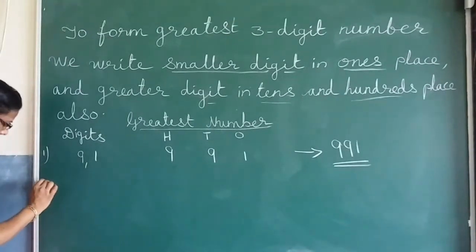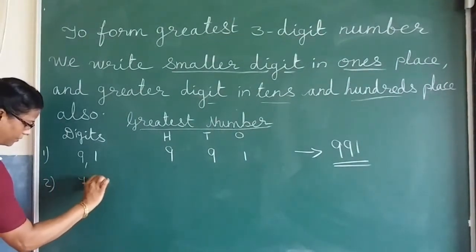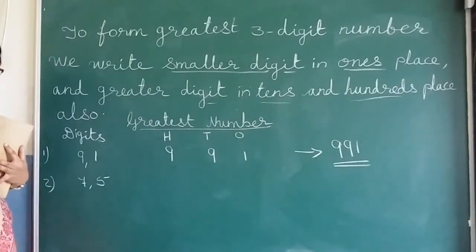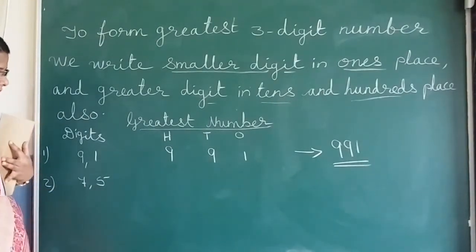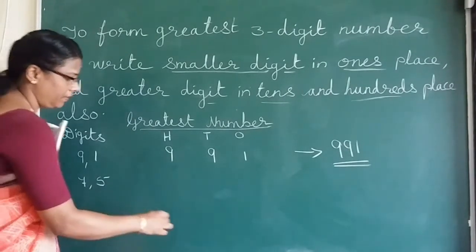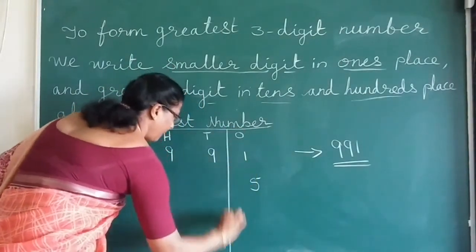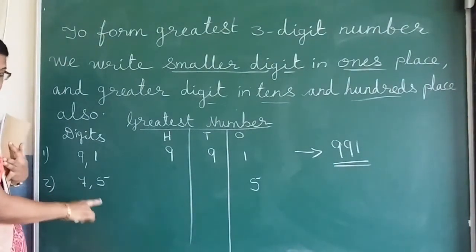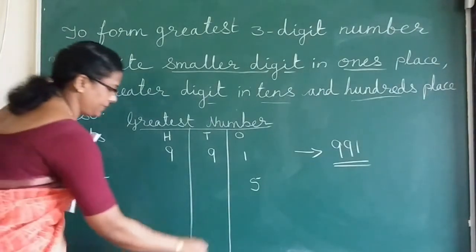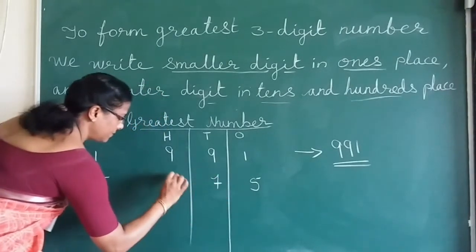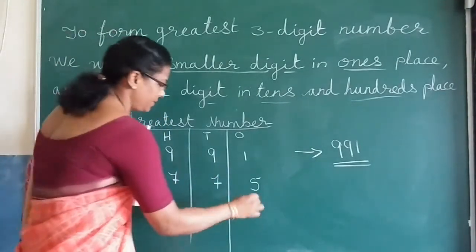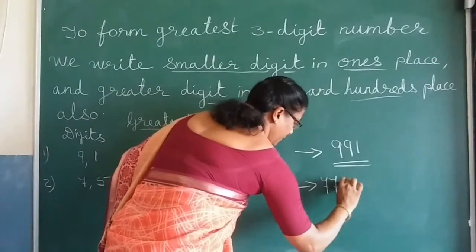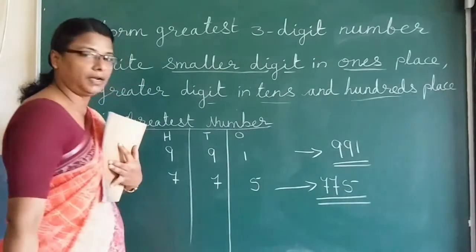Another example: 7 and 5. Which digit is smaller? 5 is the smaller digit. Write 5 in ones place. The greater digit is 7. Write 7 in tens and hundreds place also. Thus we got 775. 775 is the greatest three-digit number.